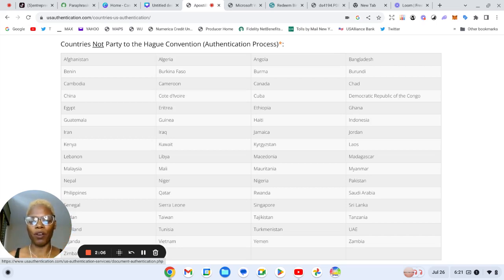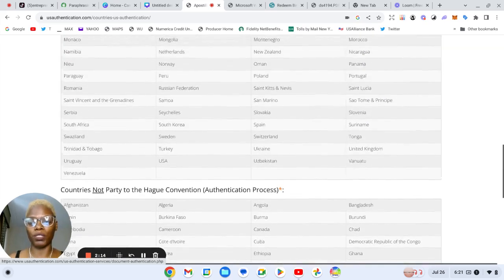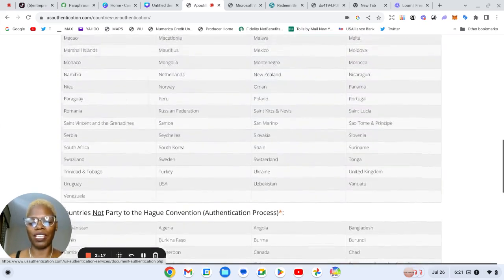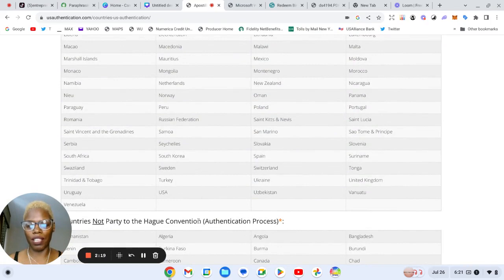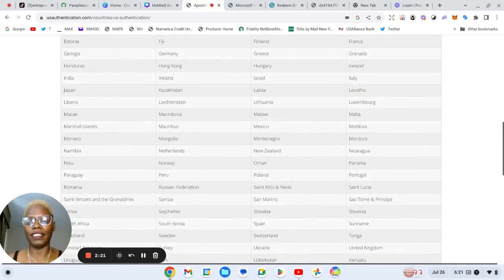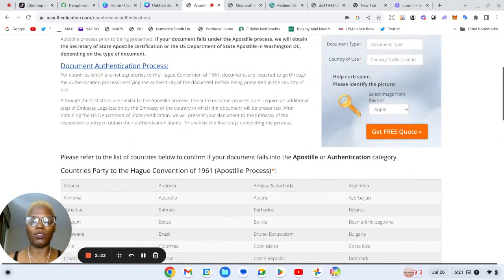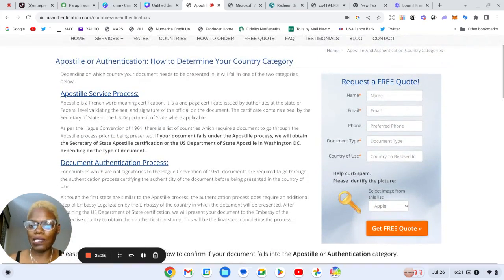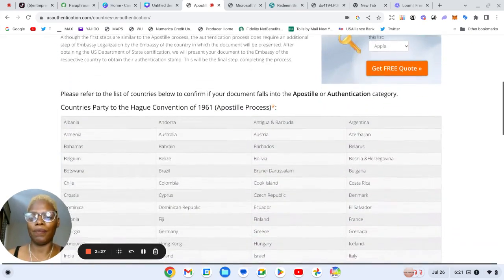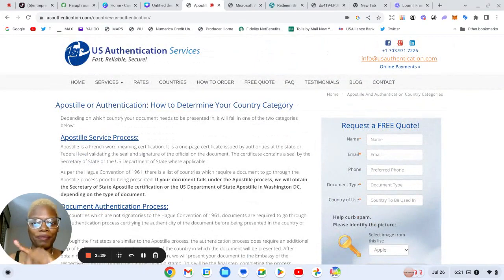However, you have a whole list. I chose Jamaica for one, and then I did Egypt for the other. So this is the list. I just wanted to show you there are two different lists: the authentication process, which is this one, and then this is the apostille. Two different processes, and that's that on this particular website.